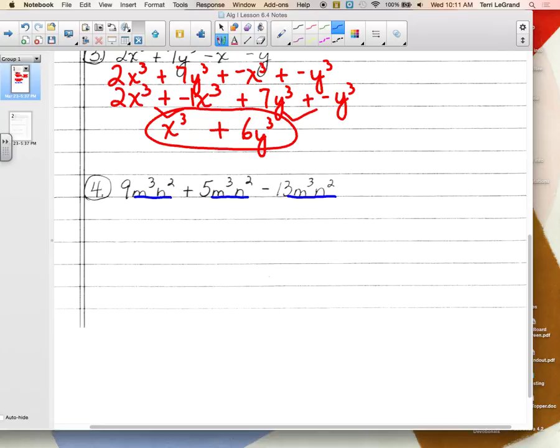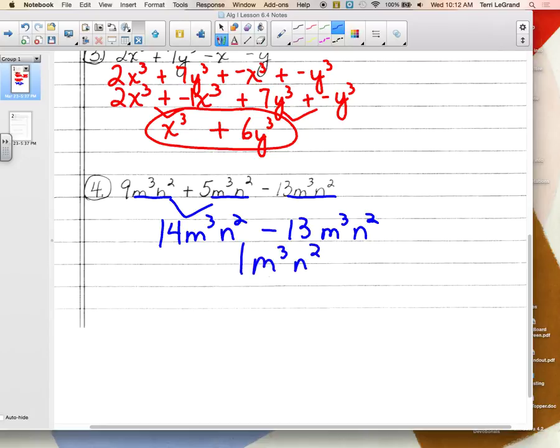They're all m cubed n squared. We have 9 of them, we have 5 of them, and we're taking away 13 of them. So let's add these together first. How many do we have there? We have 14 of them, so 14 m to the 3rd power n squared. And from that, we can take away 13 m cubed n squared. 14 take away 13 is 1. Do we need that 1 there? No, so we really have the polynomial m cubed n squared.